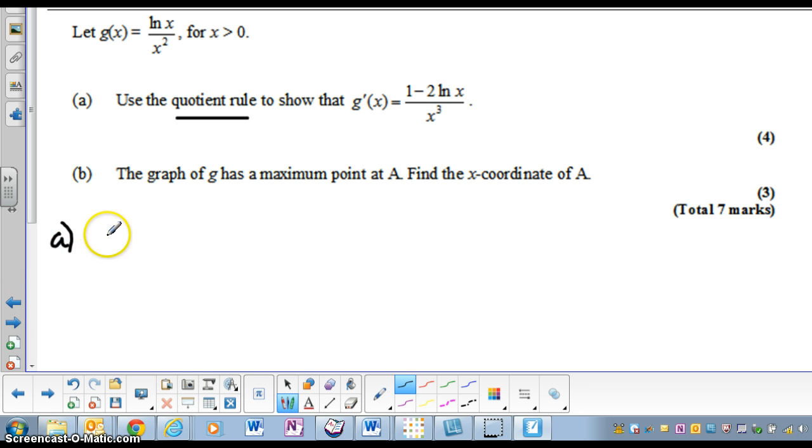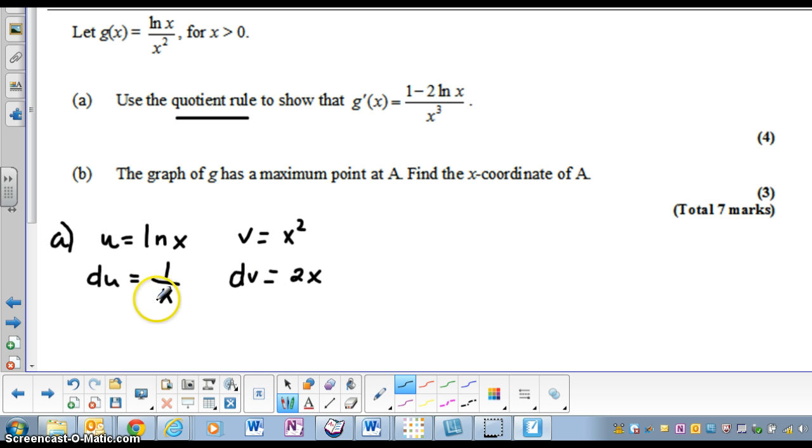Using the quotient rule, remember, our u would be our numerator and our v would be our denominator. The derivative of u, in this case, will be 1 over x. Remember, when you take the derivative of the ln of x, you take the inside down to the denominator, and then take that derivative and put it in the numerator. So we bring the x down, and the derivative of x is 1. The derivative of v, x squared, would be 2x.